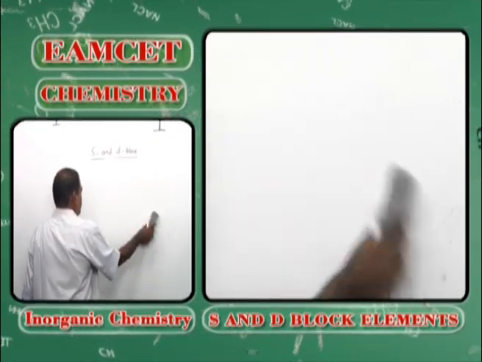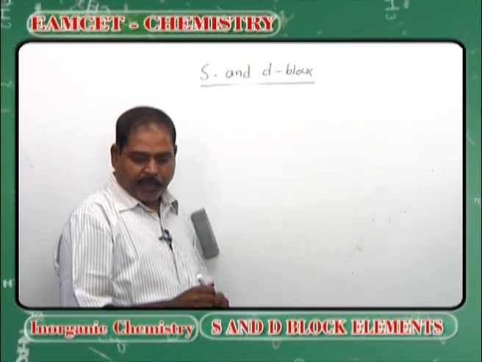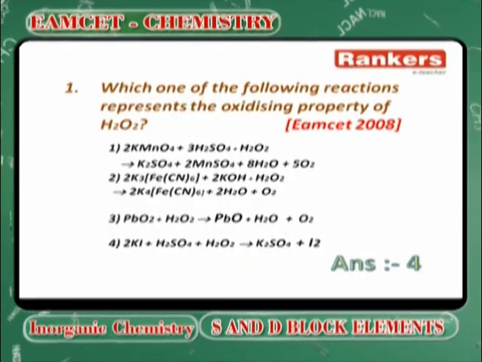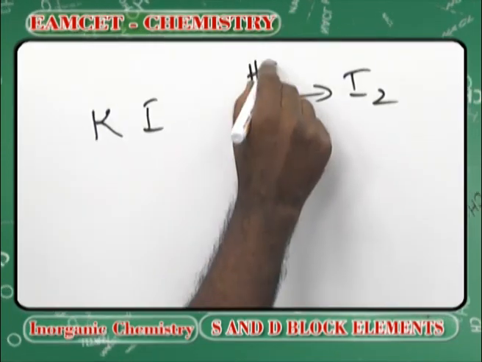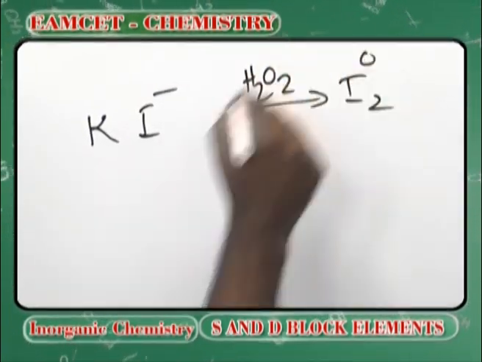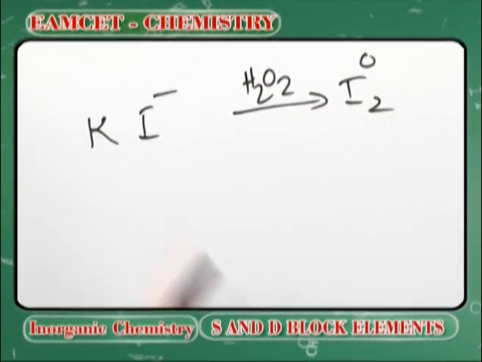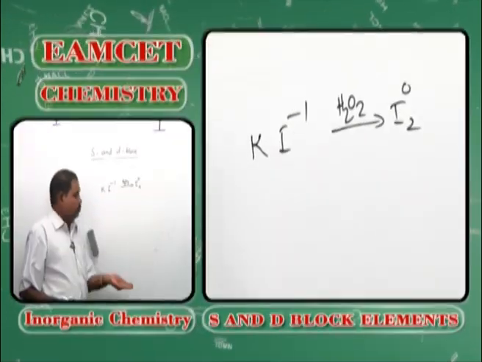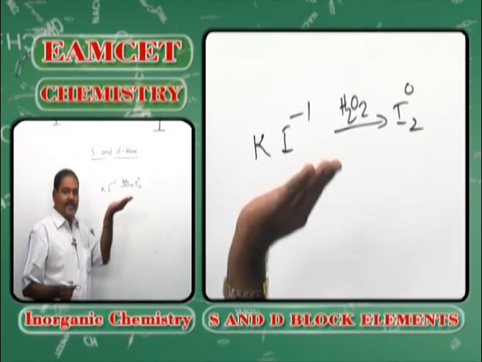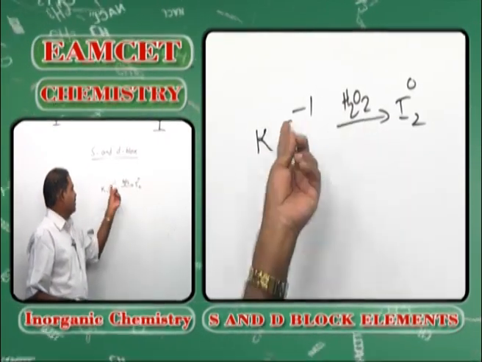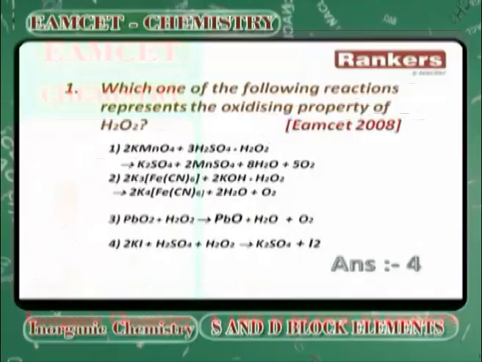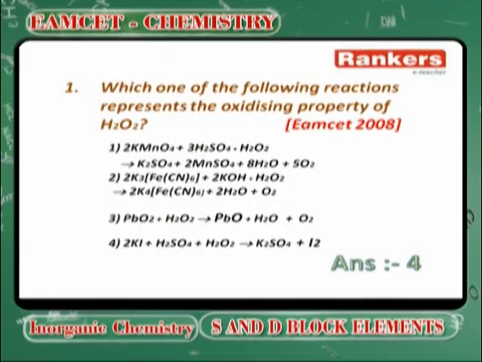And look at the last one, KI to I2. Who is doing this? H2O2. I minus to I0, the oxidation state of iodine is minus 1. So, minus 1 to 0 means H2O2 is increasing, oxidizing. And you can see there is no O2 on the right side. So, first question, the answer is 4.